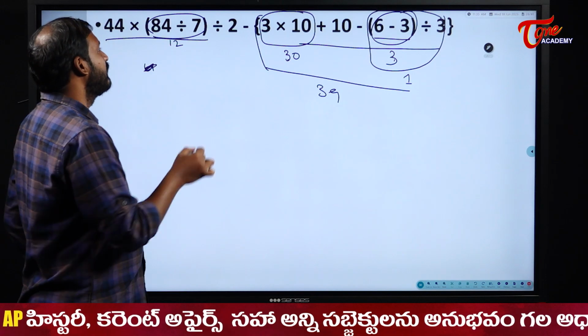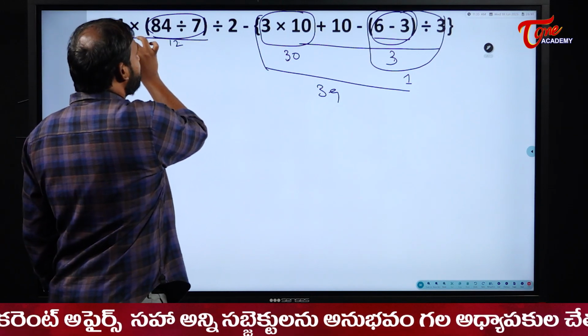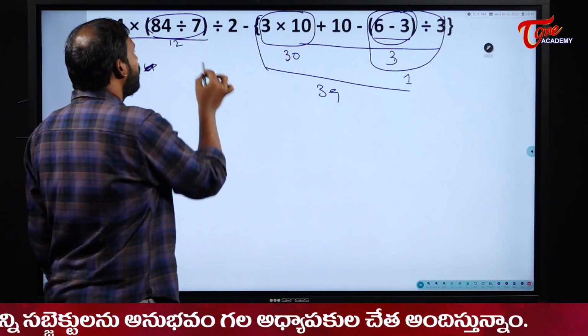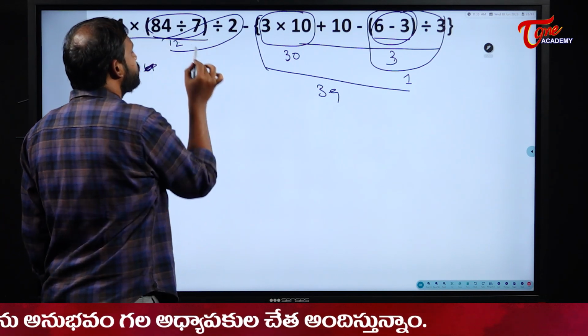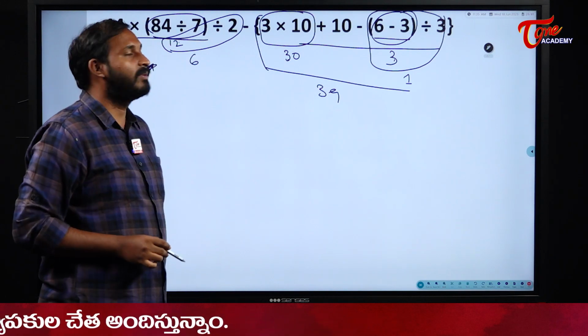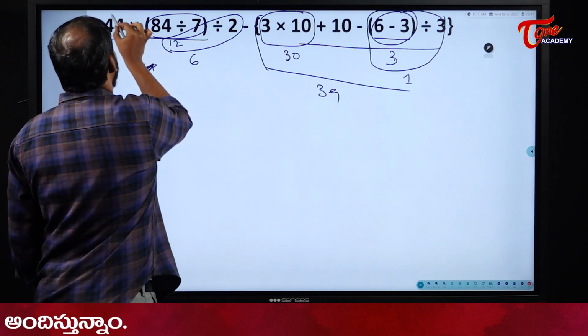Now see here. 12. After that, should I do 44 into 12 or 12 divided by 2? Definitely I should do 12 divided by 2. Why? Because division should be done first. 12 by 2, what does it become? 6. So now 44 6s are.